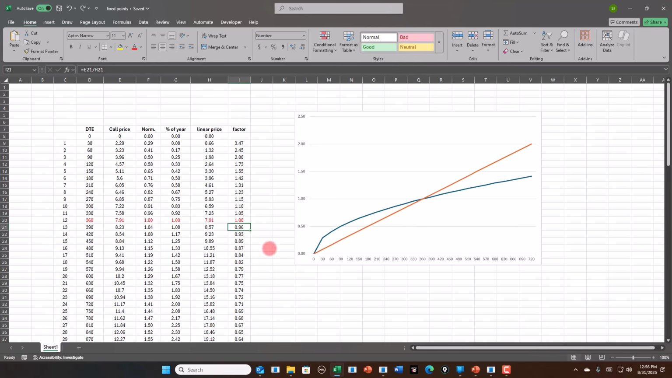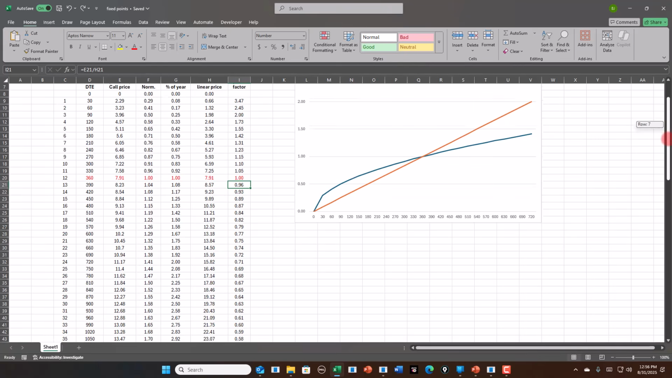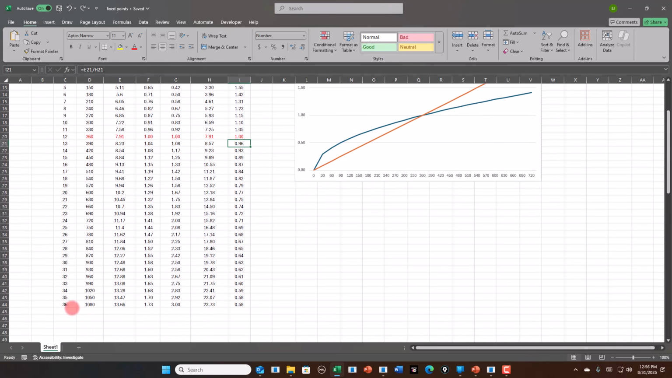So look what happens when you come way out here. Let's slide down a little bit to 1,080 days. That's a 3-year option. Look at this thing. You're paying 58%, or a 42% discount relative to a 1-year option. Now, where is this coming from?